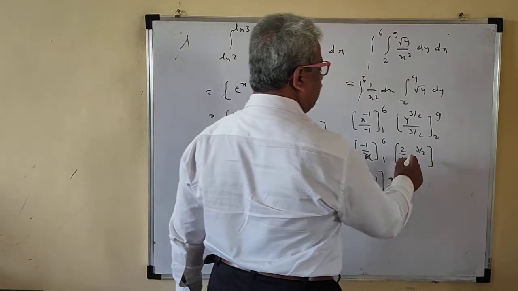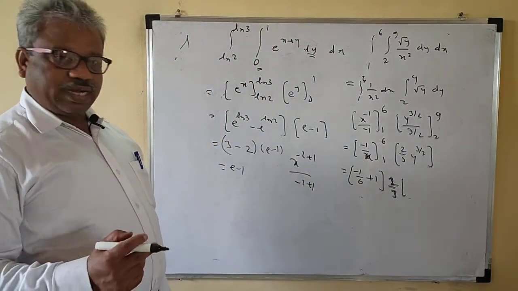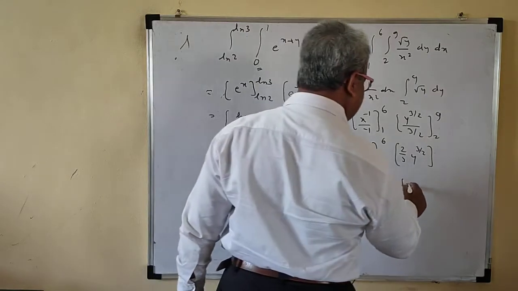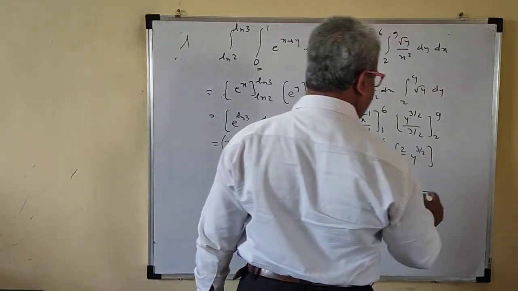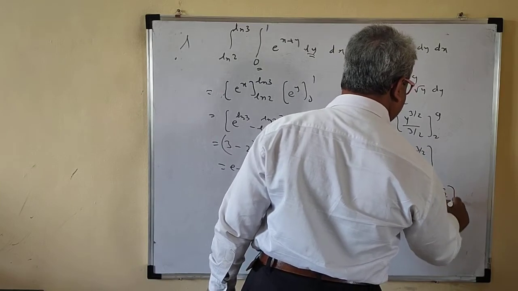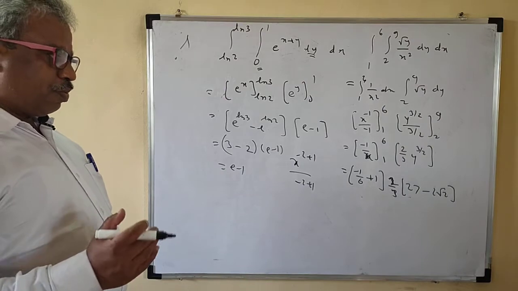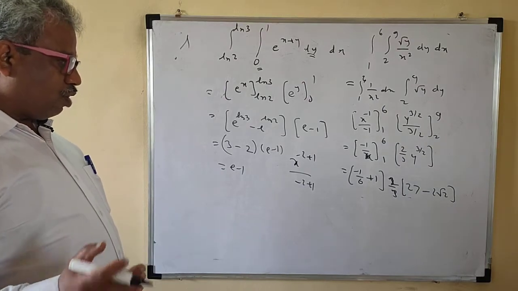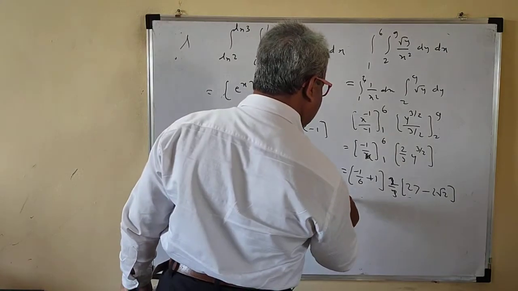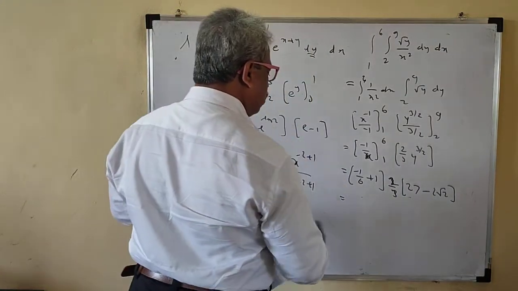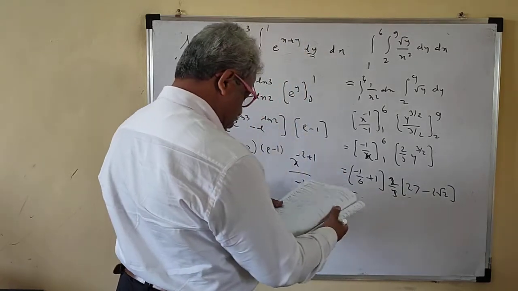So then this is 9. Right? 9 means 3 square, so 3 square gets cancelled. This is 27, and minus, you have to put 2, so that is 2 root 2. So 2 to the power 3 by 2 means 2 to the power 2 into 2, means 2 to the power half into 2, so half plus 1 is 3 by 2. Okay, so this is correct now. This is what then? Minus 1 by 6, so this is 5 by 6.